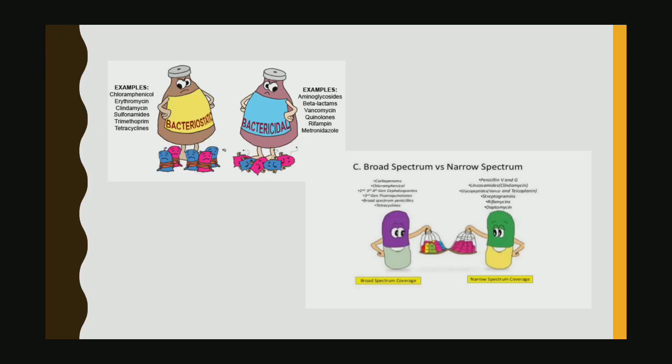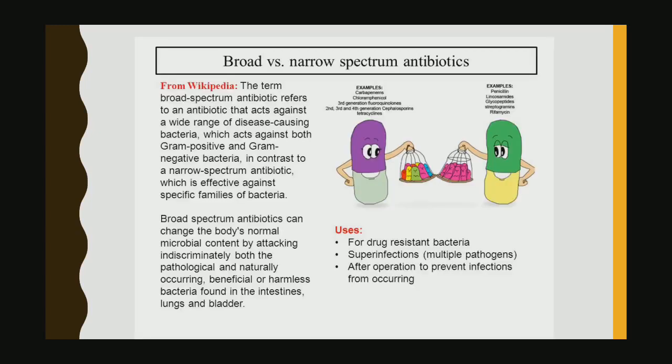So next classification is broad spectrum and narrow spectrum. Some examples of broad spectrum antibiotics are cephalosporins, the second and third generation of cephalosporins. Whereas narrow spectrum are penicillin V, penicillin G, streptogramins, etc. So what is this broad spectrum, narrow spectrum?